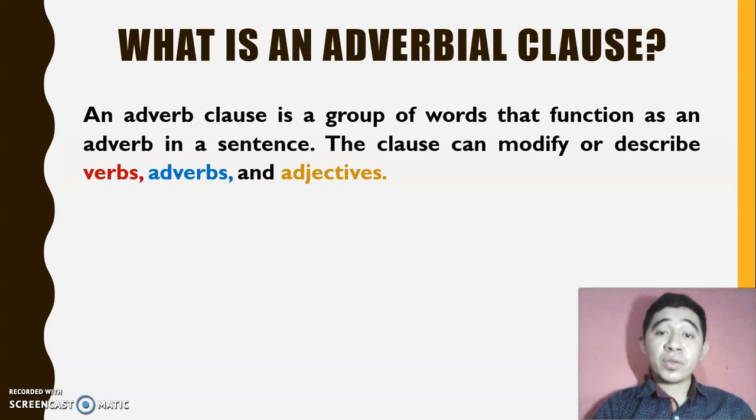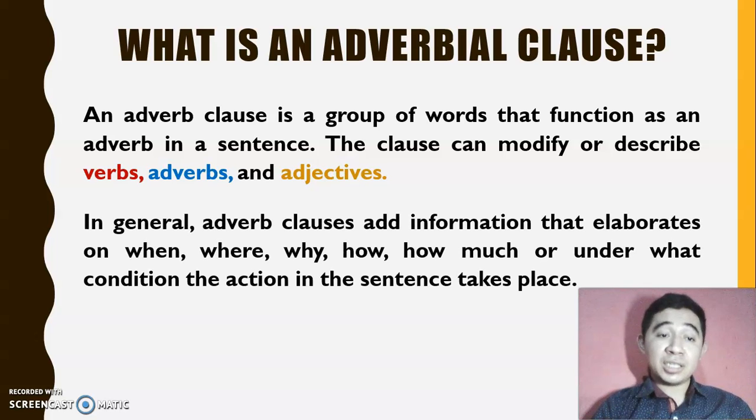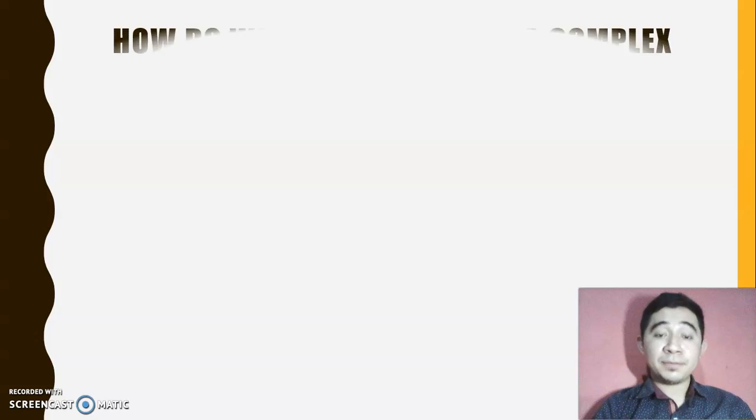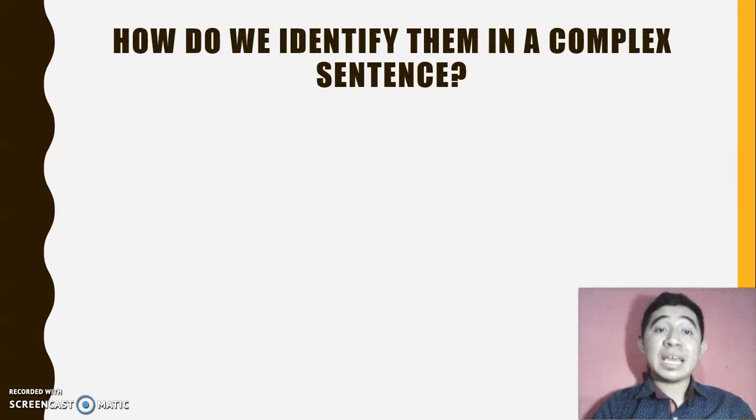An adverbial clause is a group of words that function as an adverb in a sentence. That means that the clause can modify or describe verbs, adverbs, and adjectives. So adverb clauses add information that elaborates on or tells us when, where, why, how much, or under what condition the action in the sentence takes place. And the words that we use to introduce an adverbial clause are called subordinating conjunctions, such as after, if, because, and although.